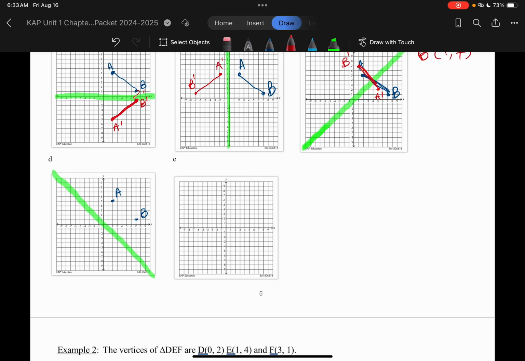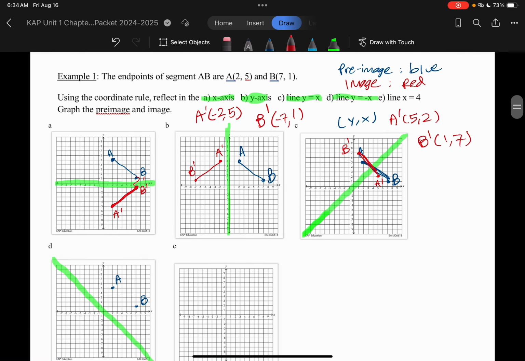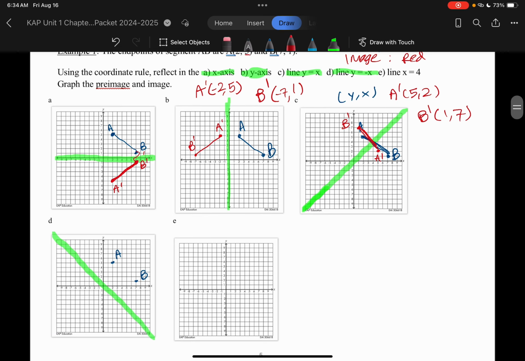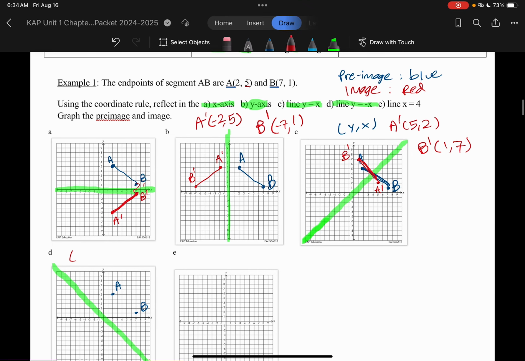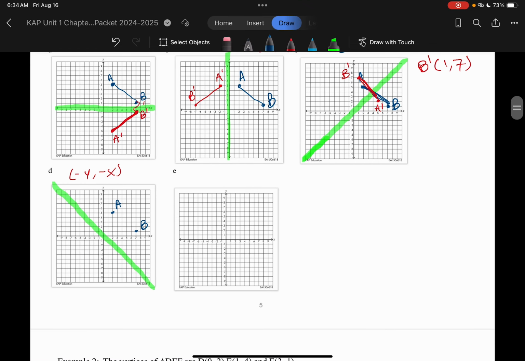And then we had the transformation of reflecting over the line y equals negative x. Remember that rule, if we look at the top, y equals negative x is this rule right here, where you swap the x and y coordinates and you flip the signs. So if I look at A is 2 comma 5, B is 7 comma 1. If I apply that rule, what you're going to do is you're going to swap the x and y coordinates.